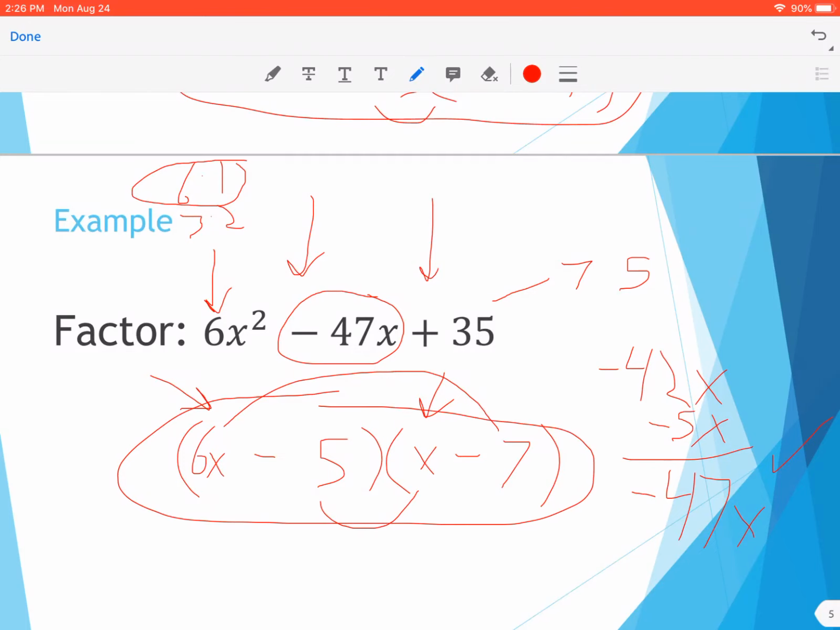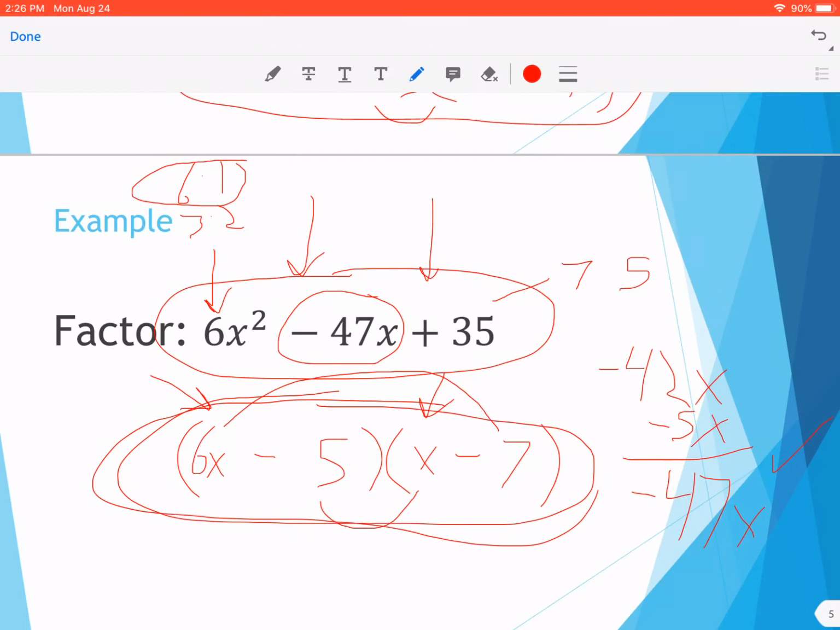Okay, and don't forget, you can always type this into your calculator. Type that into your calculator. It should be the exact same graph. You can use Desmos if you want to do that, but that should work.